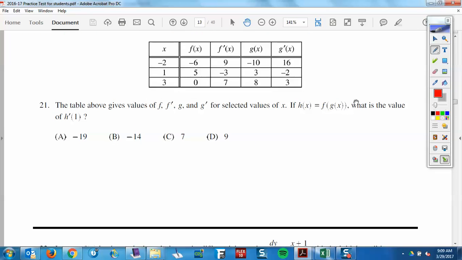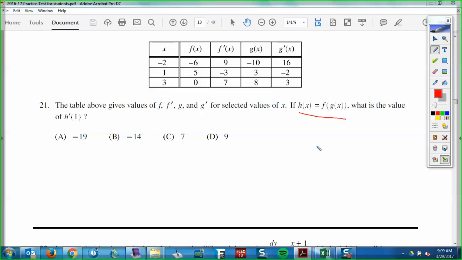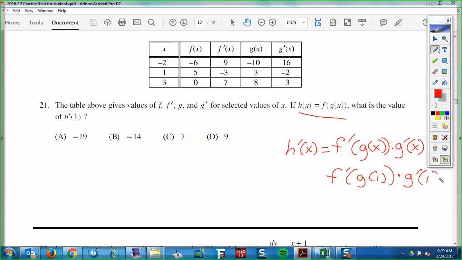Aha! An easy one. If H is, well, we should be able to do this though. So what's H prime of 1? Well, before you do H prime of 1, you need H prime of X. So F prime of G of X times G prime of X. So you put a 1 in, F prime G of 1, which again, you wouldn't have to write out all this. Right? G prime of 1 is negative 2. G of 1 is 3, so that'd be F prime of 3. F prime of 3 is 7, so 7 times negative 2. Aha! 30 seconds.